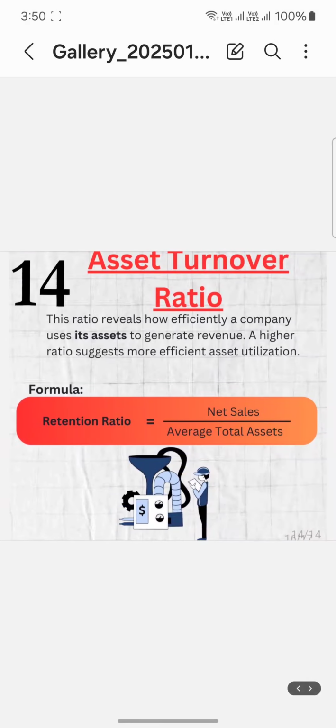And the last underrated ratio is called the asset turnover ratio, or asset retention ratio. This ratio reveals how efficiently a company uses its assets to generate revenue. A higher ratio suggests more efficient asset utilization. The formula for this particular ratio is net sales divided by average total assets.